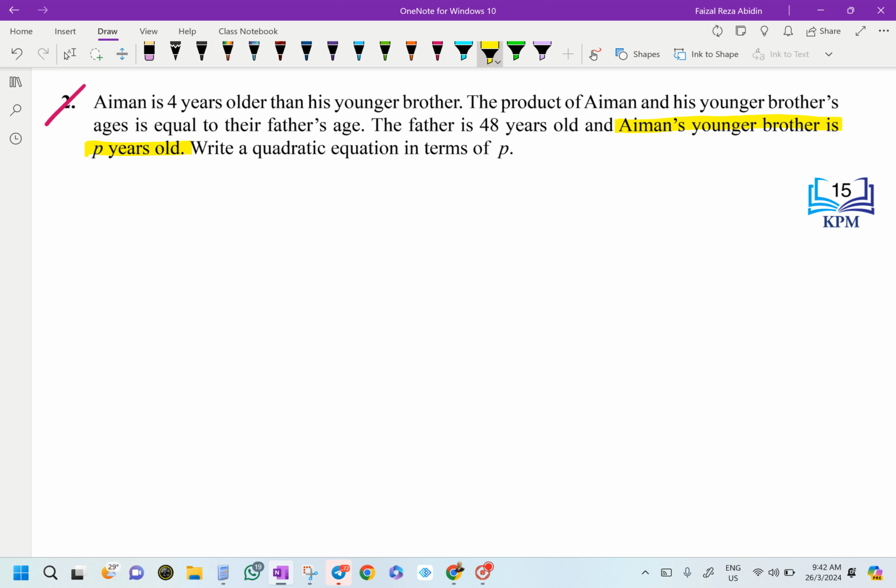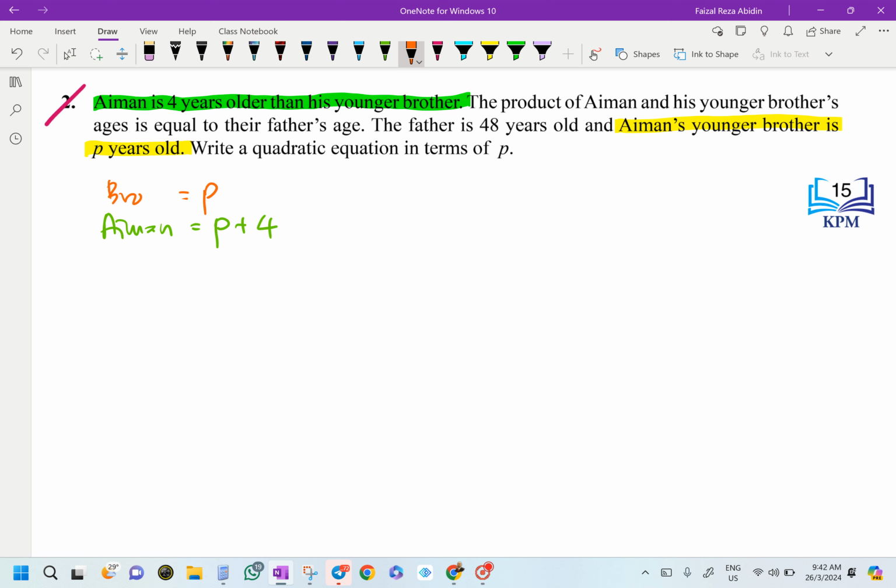Now we look at Aiman. Look back at our first sentence there. Aiman is 4 years older. Of course lah, younger brother is going to be younger, kan? So Aiman is 4 years older. What does it mean? Yes, because it's going to be related to younger brother is P, right? So Aiman is going to be plus 4 lah. P plus 4. Older, kan? Just now is brother.